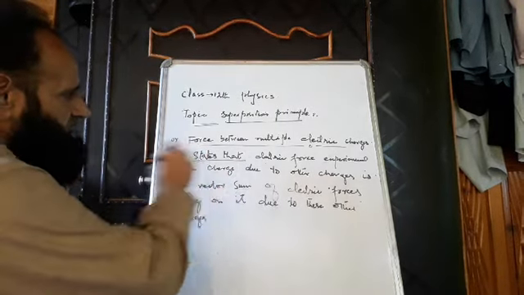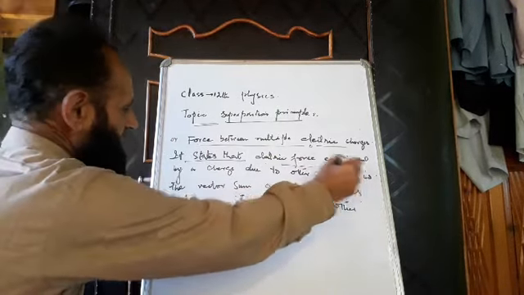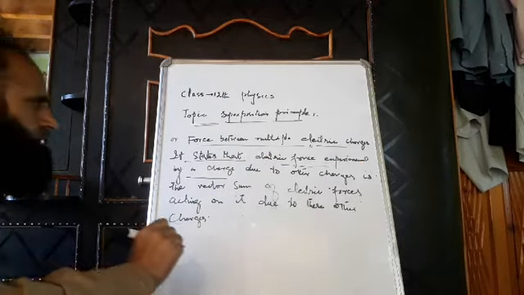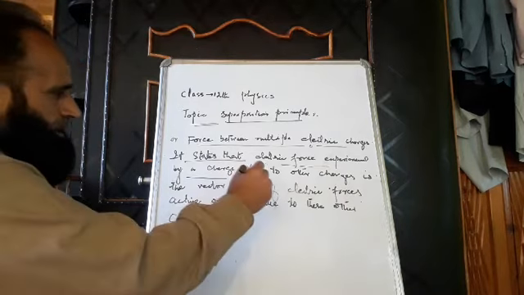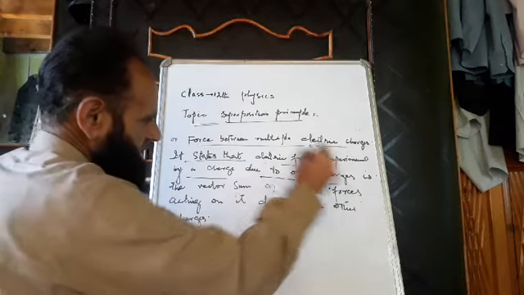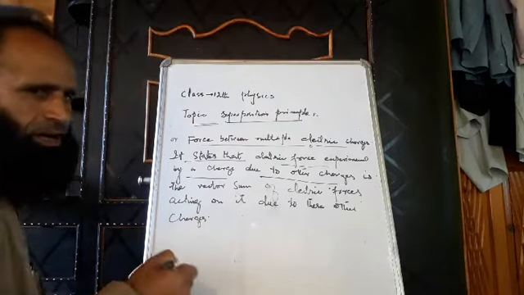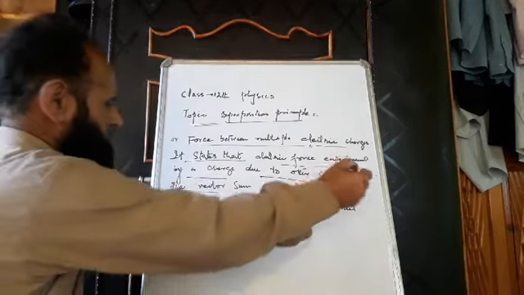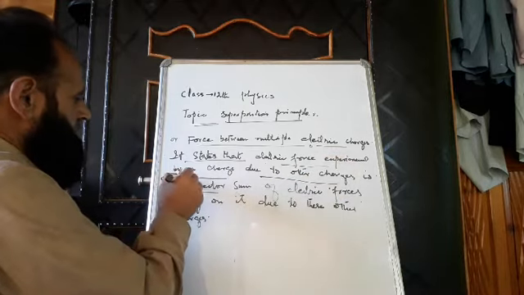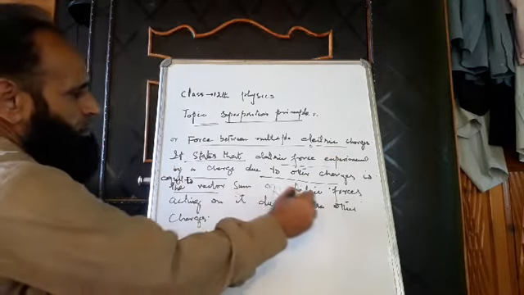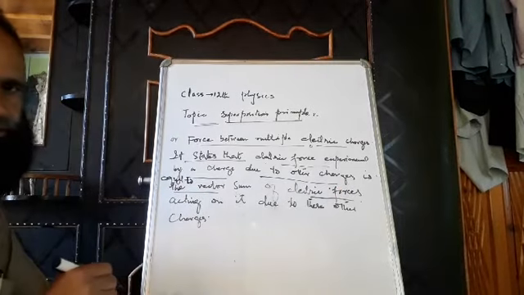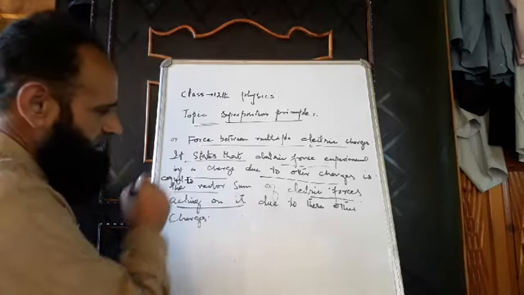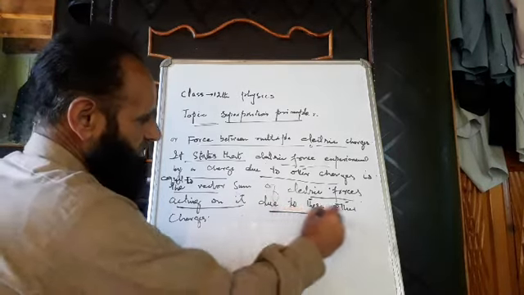It states that the electric force experienced by a charge due to other charges is equal to the vector sum of the electric forces acting on it due to these other charges.